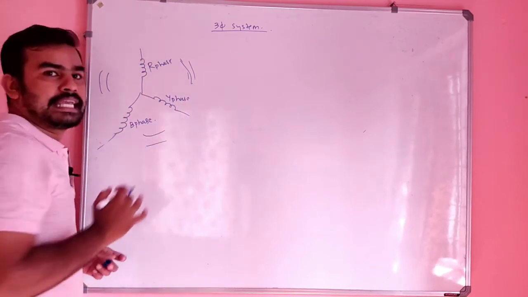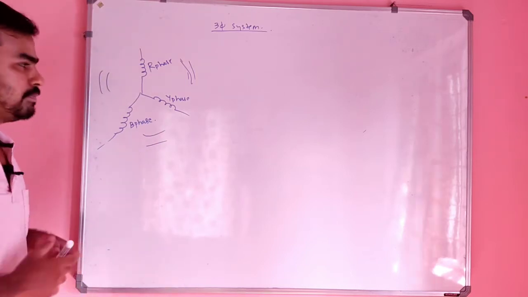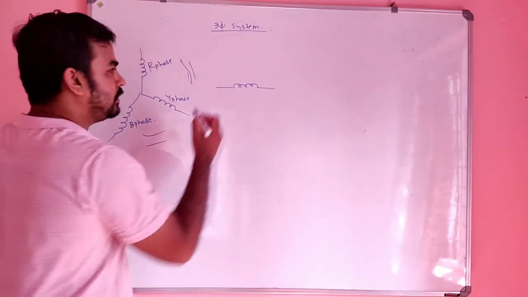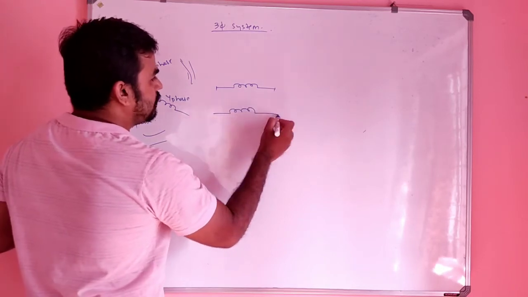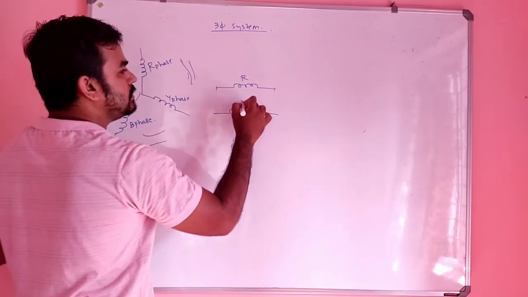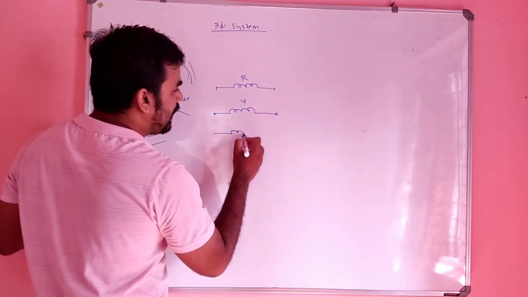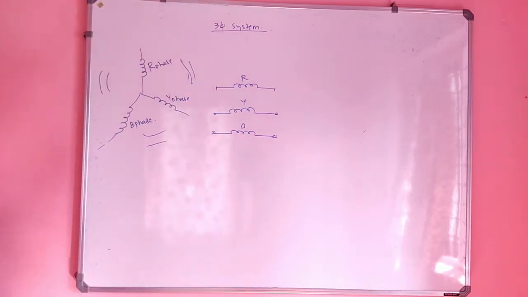The three phases can be connected in two ways. This is a group of conductors, and it should have a starting and an end point. Another one is the Y phase; this is R and this is Y. It should also have a starting point and an ending point, and this is nothing but the B phase. It also has a starting and ending point.